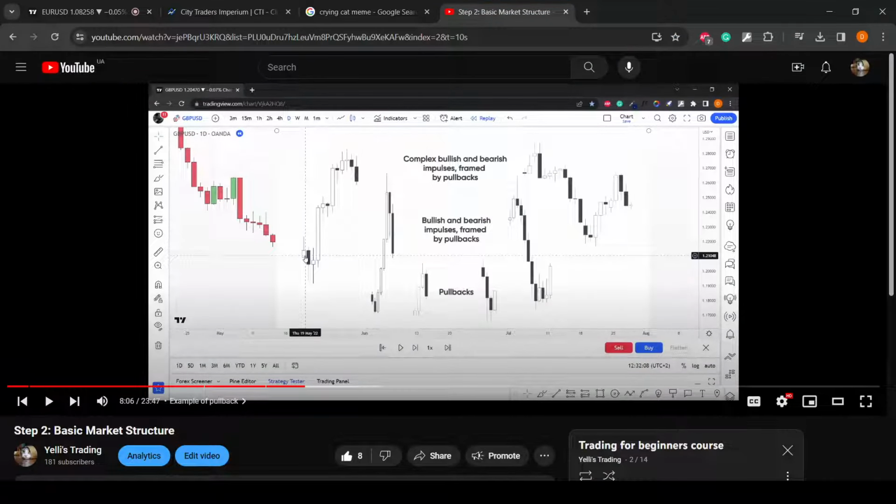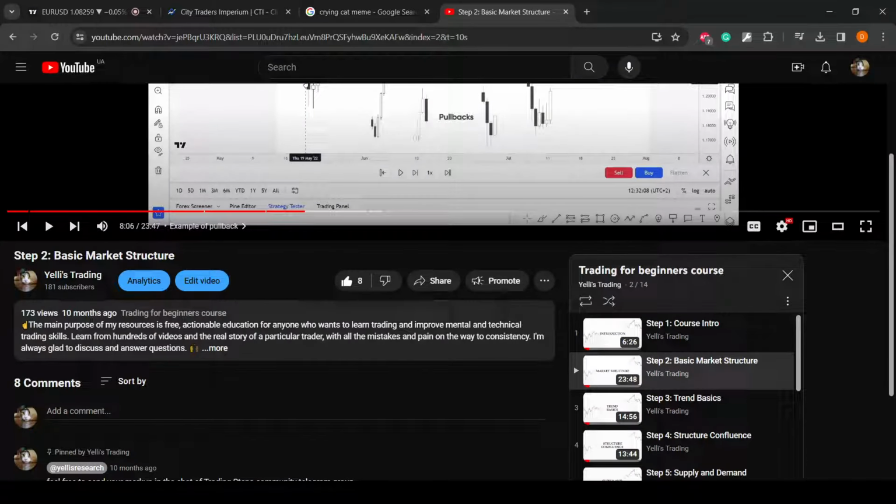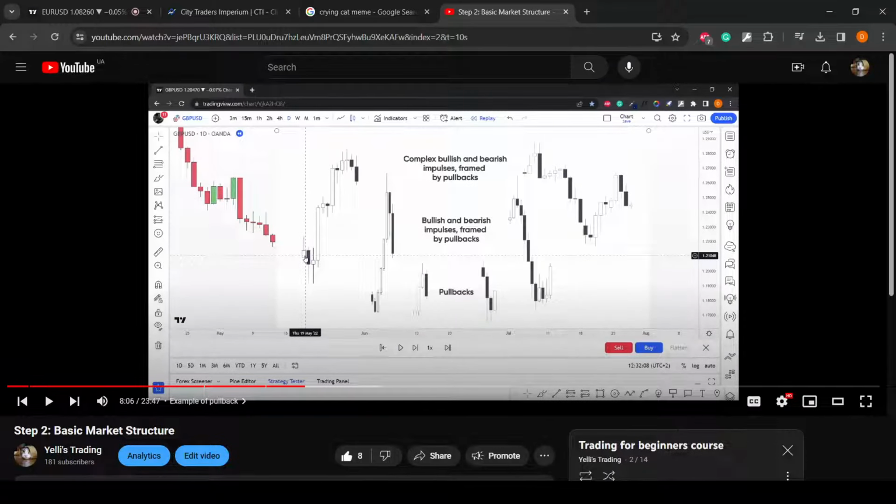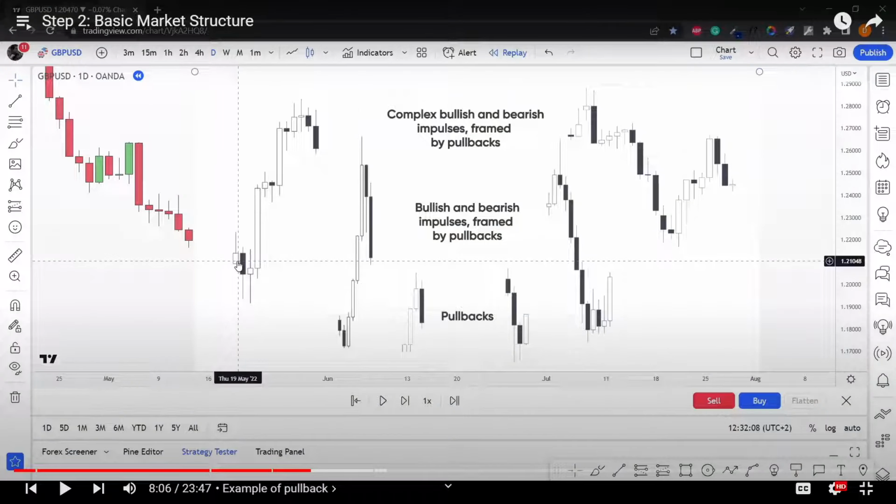Another illustration of this rule, and a more detailed outlook, you can find in the Trading for Beginners course on the Yellow's Trading channel. I really go in depth about this rule, but take a look quickly. We have a move, and then this candle does not close with its body below this one, but this one does. So this is the start of a pullback, and anything that will break this high will be a new impulse.